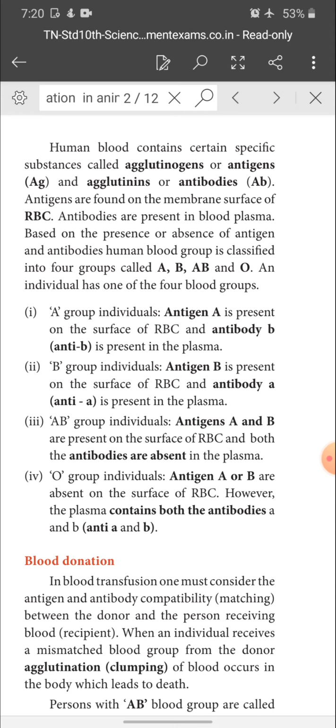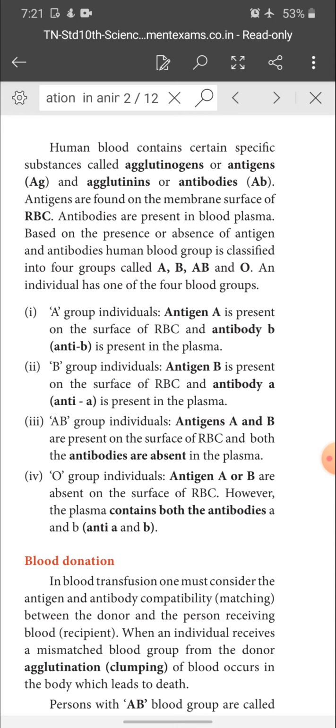See children, if a person has blood group A, their antigen is also A, but the antibody is the opposite, that is, B antibody will be there. In the same way, if a person has B blood group, the antigen is B, and the antibody in the plasma is what? Yes, right, A. Like that, based on these agglutinogens and agglutinins, we can classify the blood group.